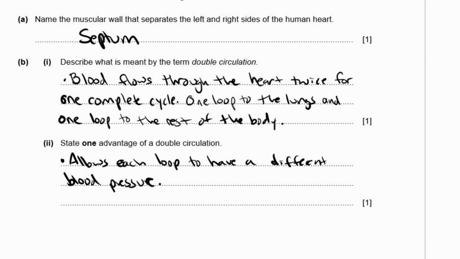It also means that the oxygenated and deoxygenated blood won't mix. Another thing that it does is it allows animals to have a higher metabolic rate. And it also allows animals to be much larger, much taller. Fish have a single circulation and they have maximum sizes that are a lot smaller.